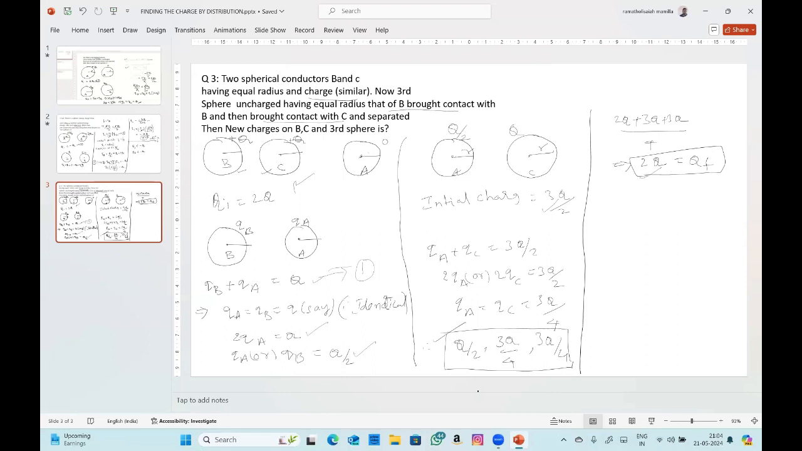So now the total final charge: Q final is equal to Q by 2 plus 3Q by 4 plus 3Q by 4. If you take the LCM, where 2 is there and 4 is there, the final charge is 2Q, and the initial charge is also 2Q for the system. So this is about distribution of charges, supporting the conservation property of charge.